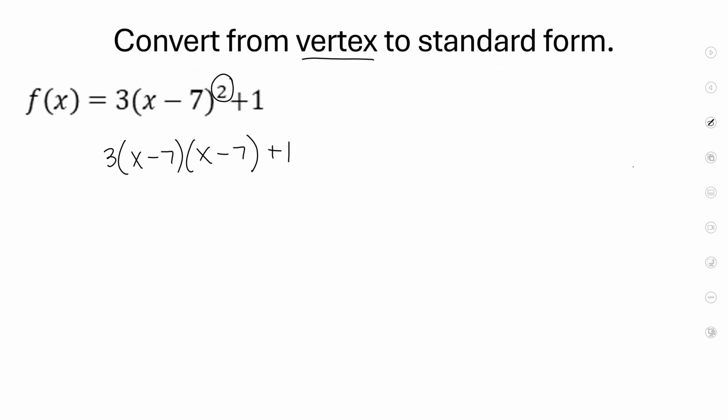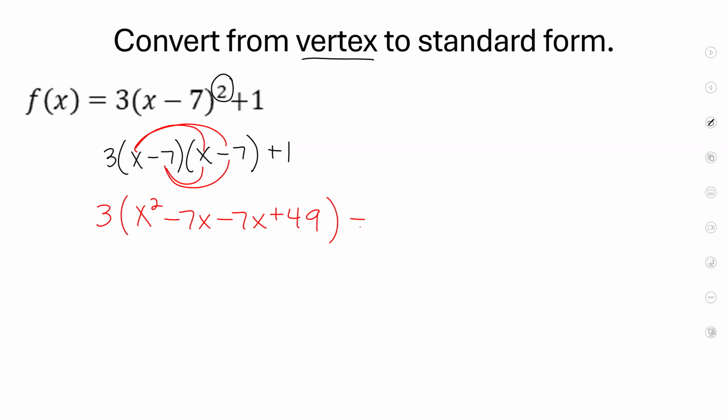We're going to multiply this out. This is x squared minus 7x minus 7x plus 49. Everything else can just stay the same. Next, I can combine my x terms. So this will be negative 14x plus 49, and then the plus 1 is still on the outside.